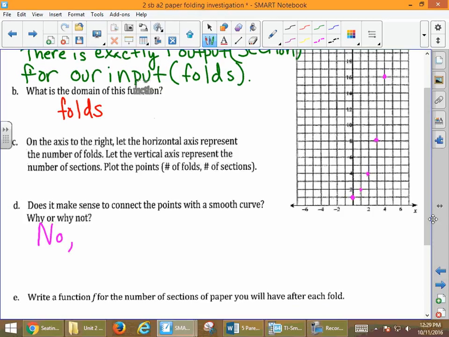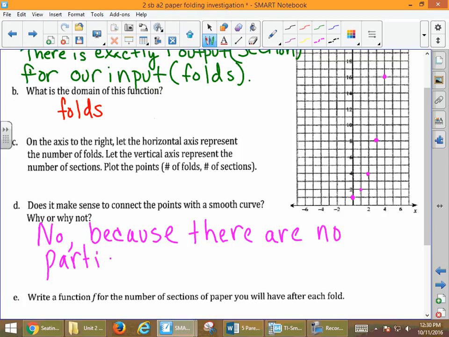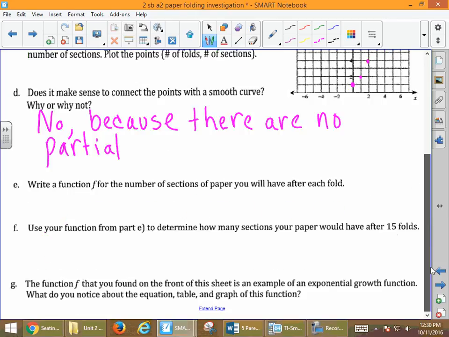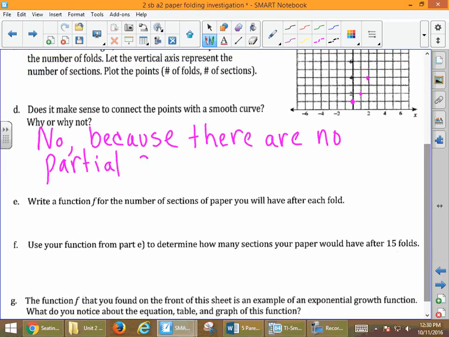It doesn't make sense to connect, because if we connected, that would be saying that we have parts of sections, and we don't have parts of sections. So no, there are no partial sections. Set that up so you can see it. No, because there are no partial sections. We've got folds, and we've got the sections. We don't get pieces of that.